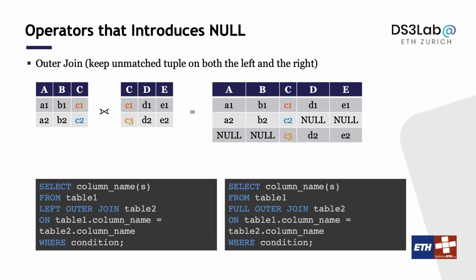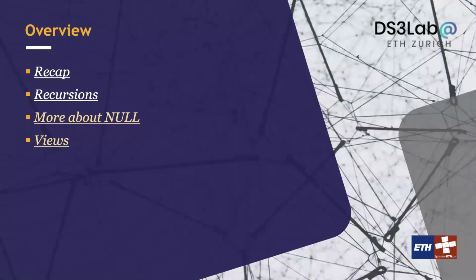Cool. So that's some content that we left over from a couple of weeks ago involving null. The tricky part is more about aggregation and also about outer join, okay? Okay, so now let's move on.